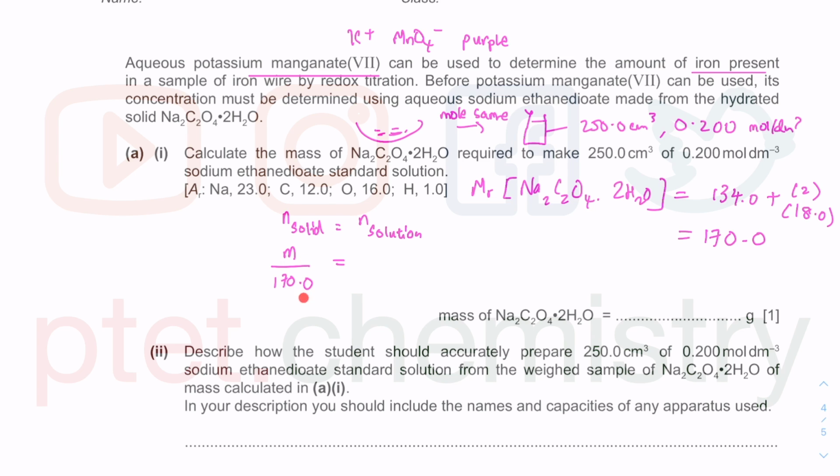So mass over Mr on the left hand side gives me the mole of the solid. The mole of the solution there is 250 cm³, so 250 divided by 1000 multiplied by the concentration, which is 0.200. So to get the mass of that solid, you move up the 170.0. So this is divide, so move to the other side. It will be this whole thing multiplied by 170. Whatever you do, do not write down the times 170 straight away, because this is equal to this. If you put in the 170.0, this shouldn't be there anymore.